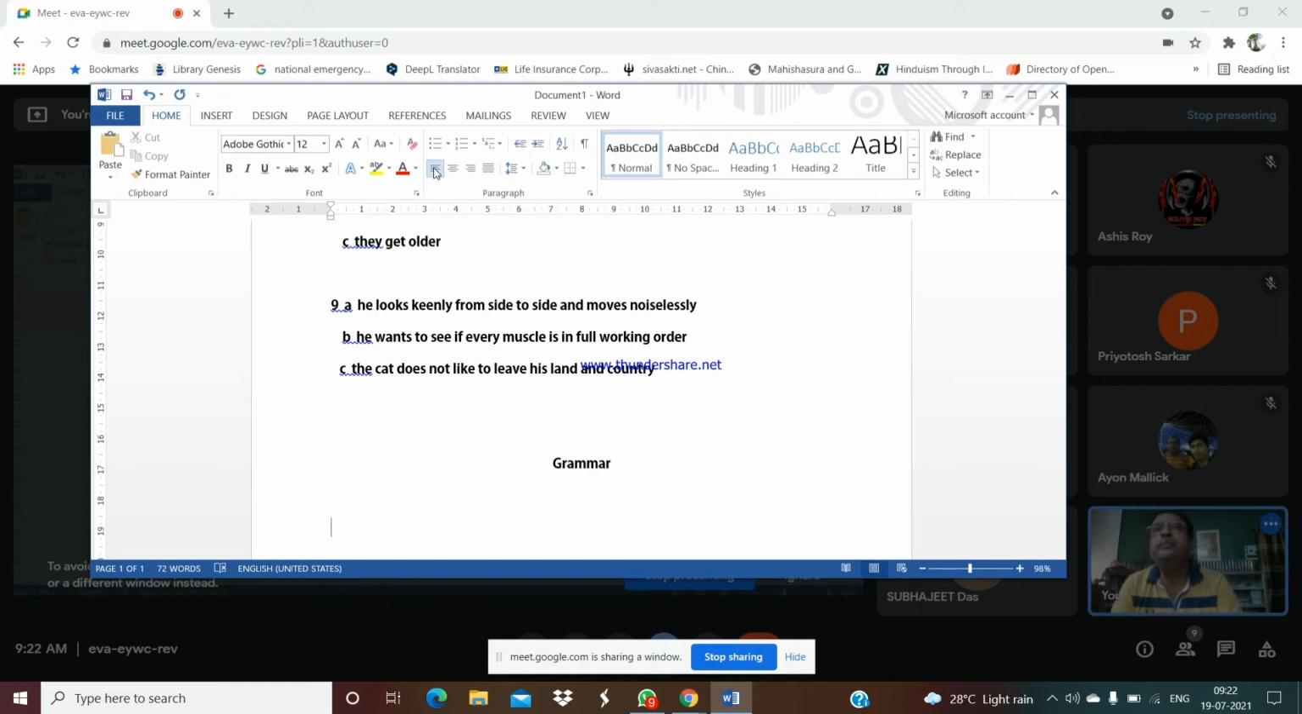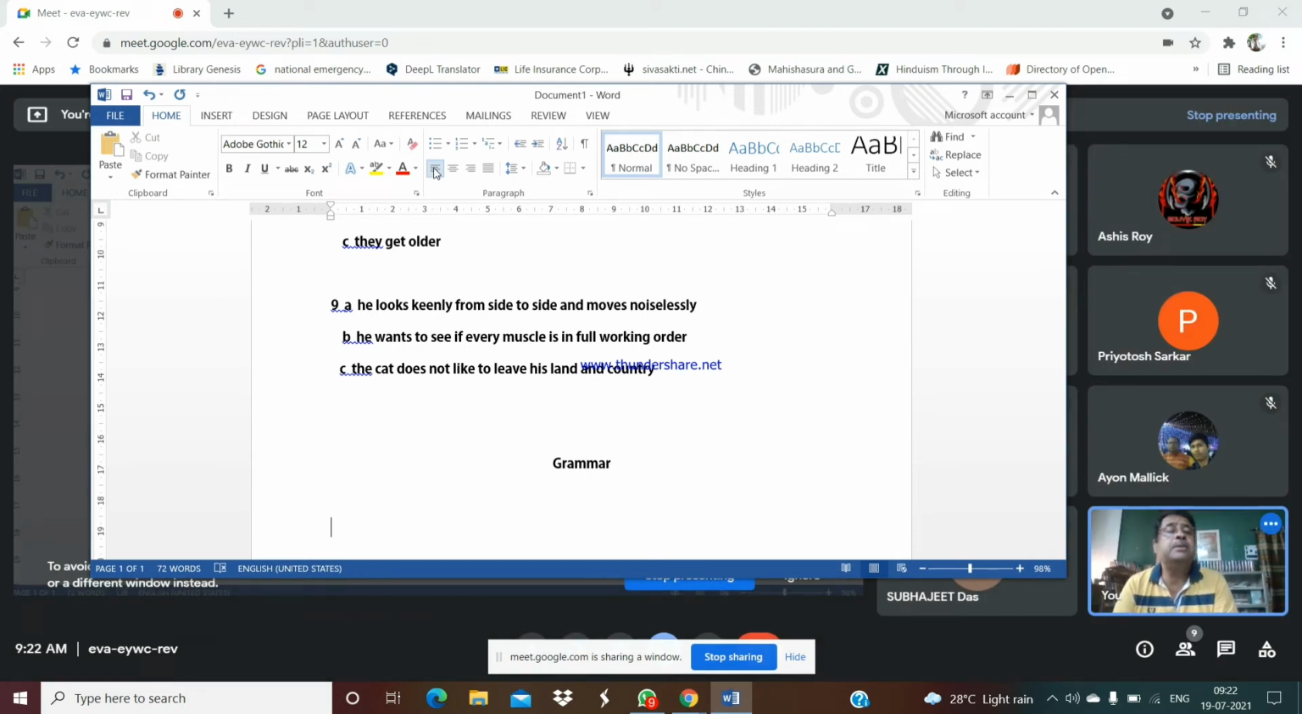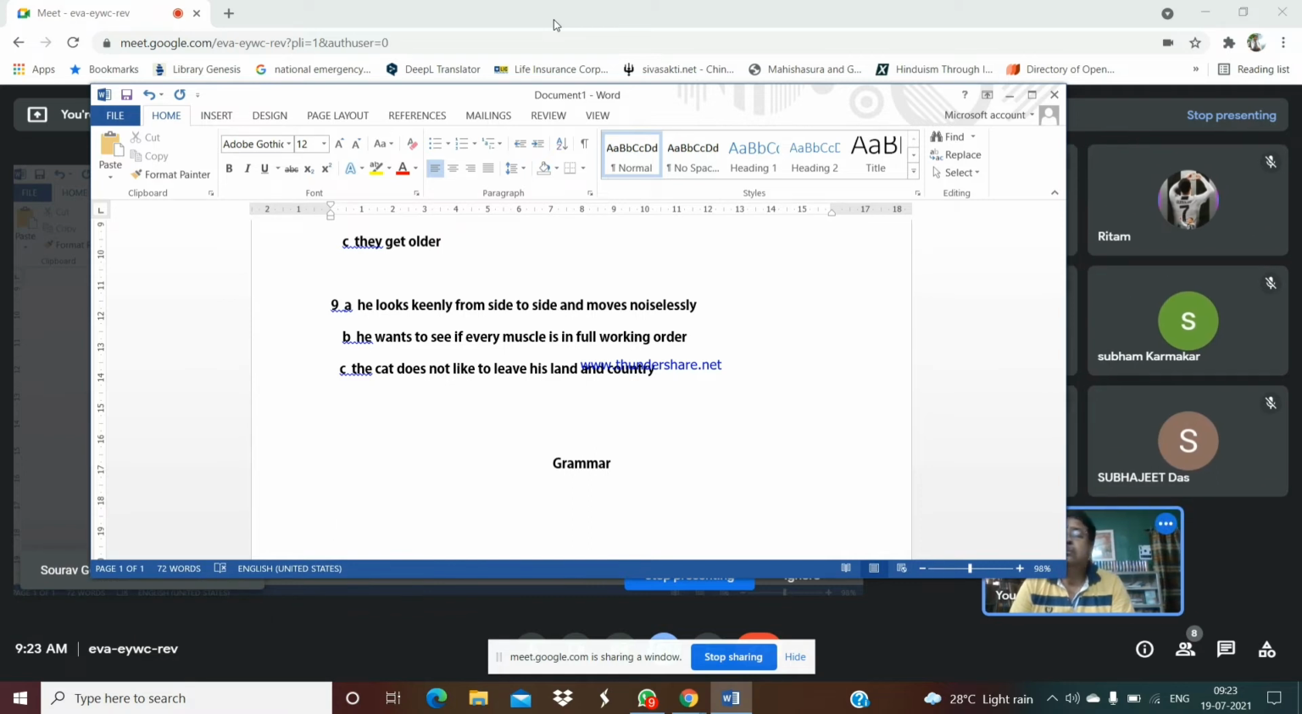Simple sentence kake bole? What is a simple sentence? What exactly is a simple sentence? কেউ জানে না? Nobody? Any idea, Oyan Mollik? Or anybody, any idea? What is a simple sentence?